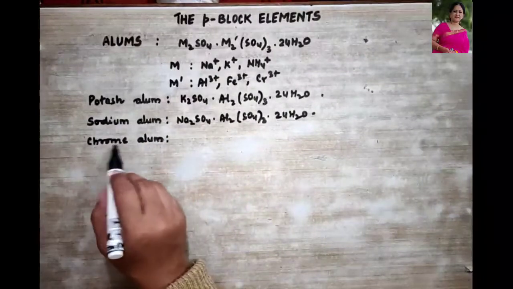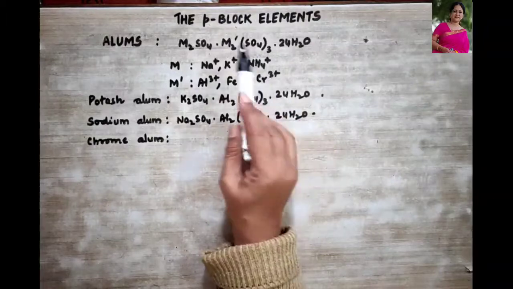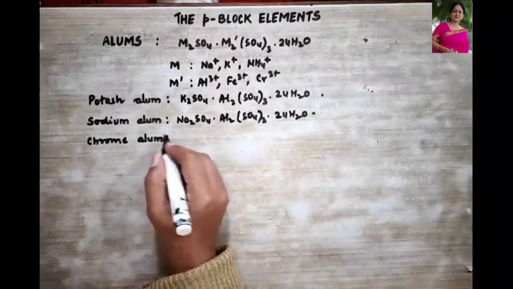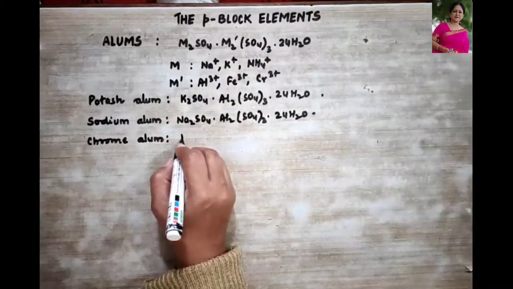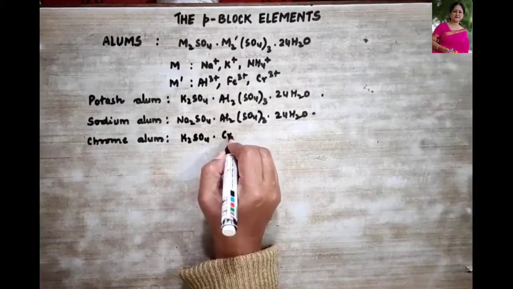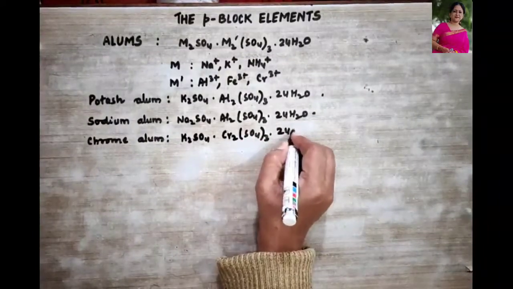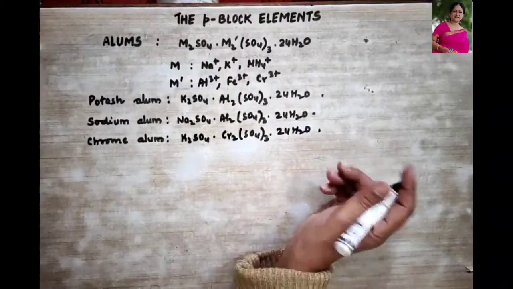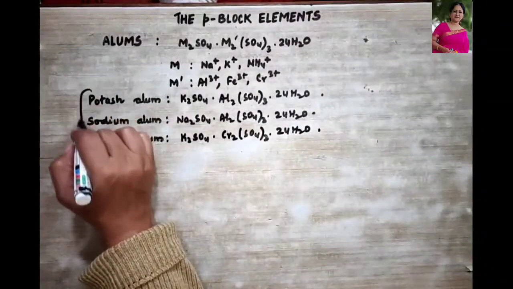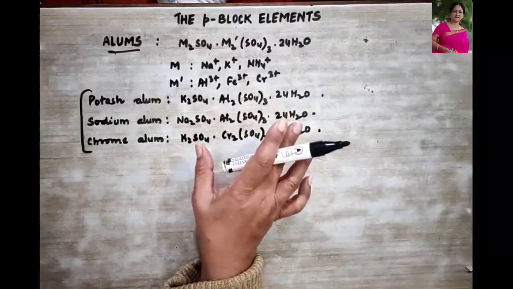Now chrome alum. Chrome is your trivalent. So trivalent will be your M dash, right? So the formula for chrome alum could be K2SO4 dot Cr2(SO4)3 dot 24H2O. Clear? So these are some of the examples of your alums. I hope this much is very clear.